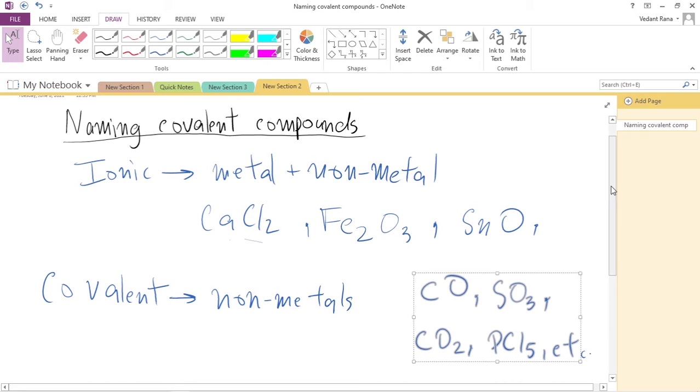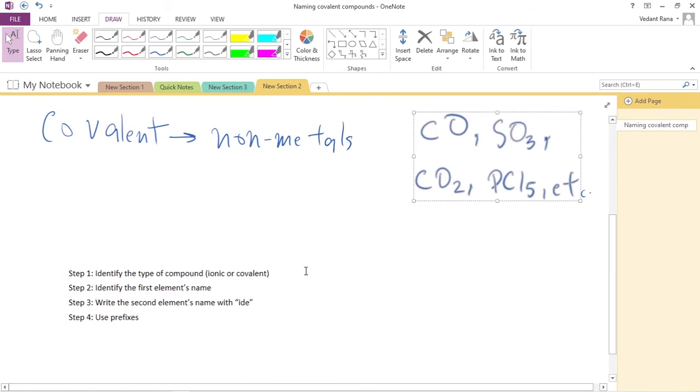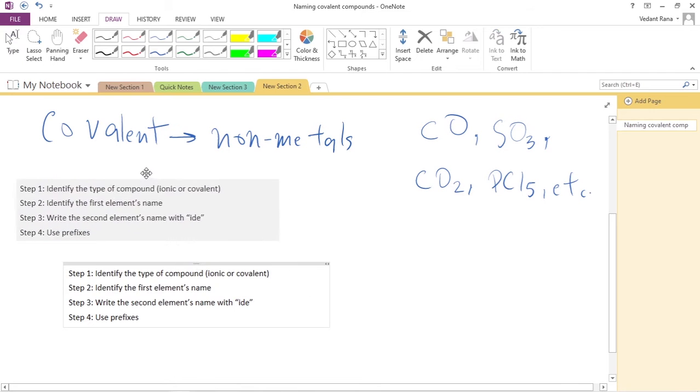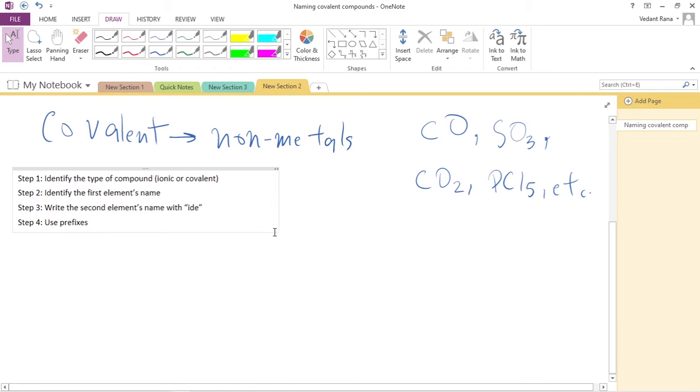To name these compounds, all you have to do is follow a simple set of rules, and these are the rules. First, you have to identify the type of compound. For example, if I write a covalent compound P4O10, you first have to identify whether this compound is ionic or covalent in nature. We can see that phosphorus and oxygen are two non-metals. So this compound is covalent. Okay, so step 1 is done.